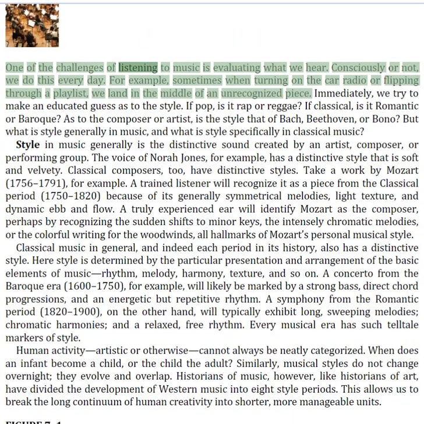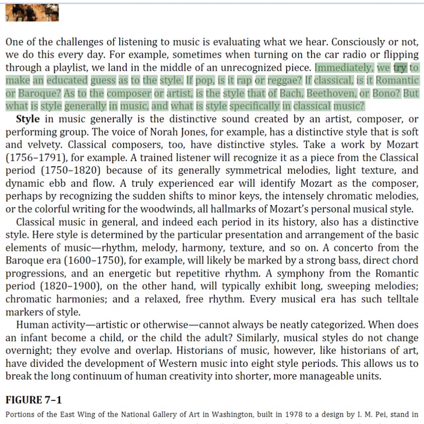One of the challenges of listening to music is evaluating what we hear. Consciously or not, we do this every day. For example, sometimes when turning on the car radio or flipping through a playlist, we land in the middle of an unrecognized piece. Immediately, we try to make an educated guess as to the style. If pop, is it rap or reggae? If classical, is it romantic or baroque? As to the composer or artist, is the style that of Bach, Beethoven, or Bono?